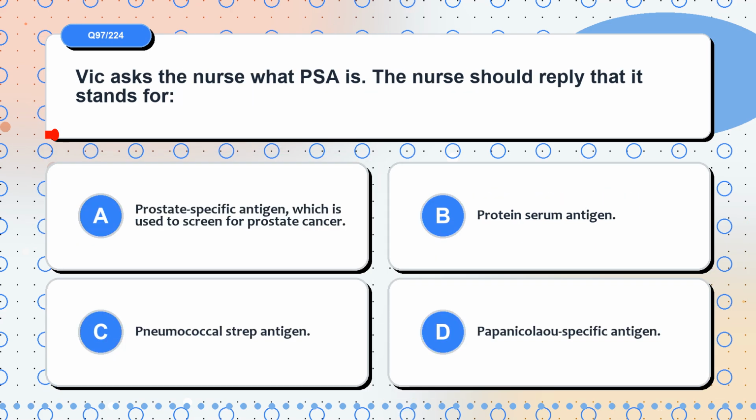Question 97. Vic asks the nurse what PSA is. The nurse should reply that it stands for. Here are the options. Option A. Prostate-specific antigen, which is used to screen for prostate cancer. Option B. Protein serum antigen. Option C. Pneumococcal strep antigen. Option D. Papanicolaou-specific antigen.